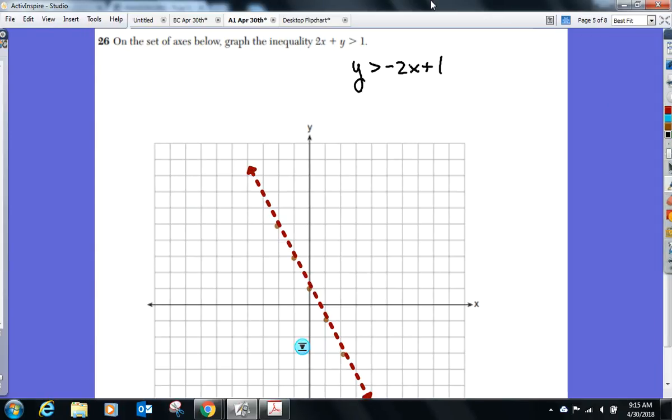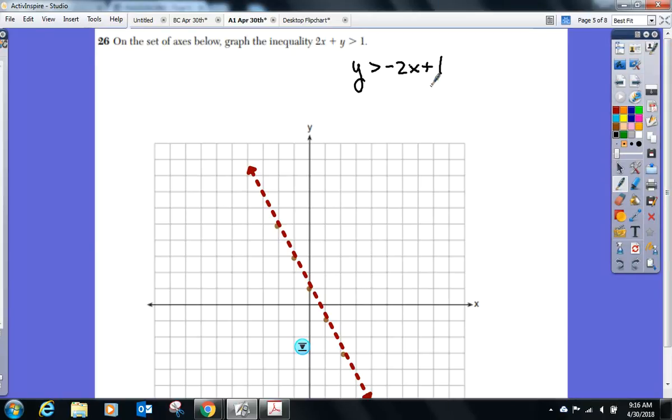What's always attached to an inequality graph? Some type of shading, yes. Let's go over the way you were taught, which is to test 0, 0. Go ahead and plug in. Is 0 greater than negative 2 times 0 plus 1? Is 0 greater than 1? Is that true? I didn't put an or equal to, so is 0 greater than 1?